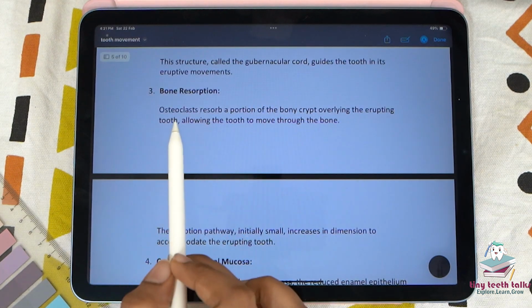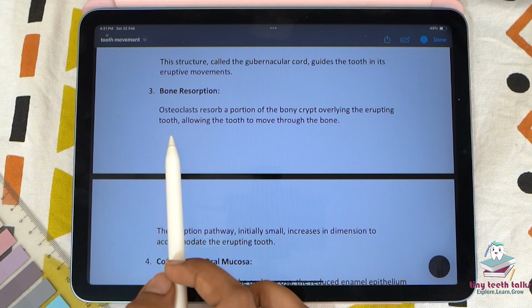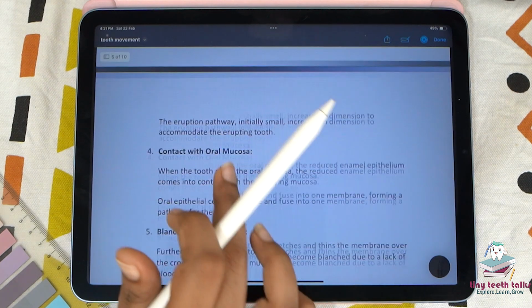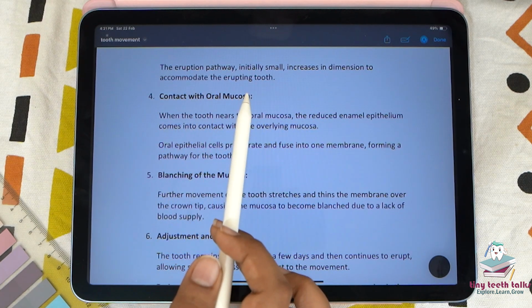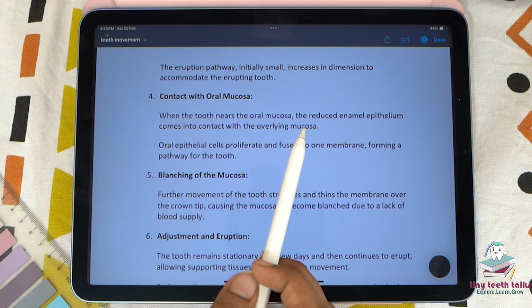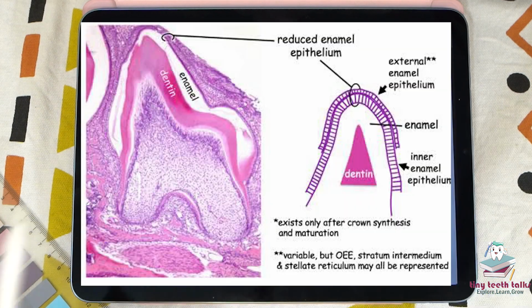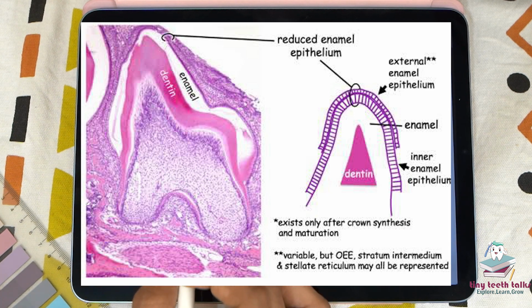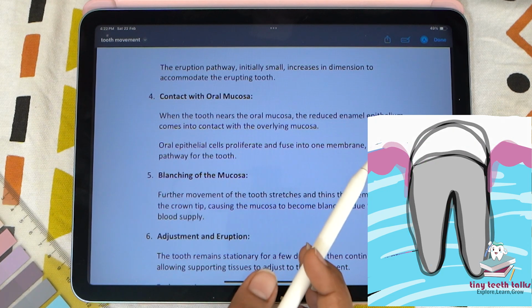Then bone resorption. Osteoclasts resorb a portion of the bony crypt overlying the erupting tooth, allowing the tooth to move through the bone. The eruption pathway is initially small, increasing in dimension to accommodate the erupting tooth. Contact with oral mucosa. When the tooth nears the oral mucosa, the reduced enamel epithelium comes into contact with the overlying mucosa. The reduced enamel epithelium is a layer of cells that covers the developing tooth, and these cells contact the oral mucosa. The oral epithelial cells proliferate and fuse into one membrane, forming a pathway for the tooth.